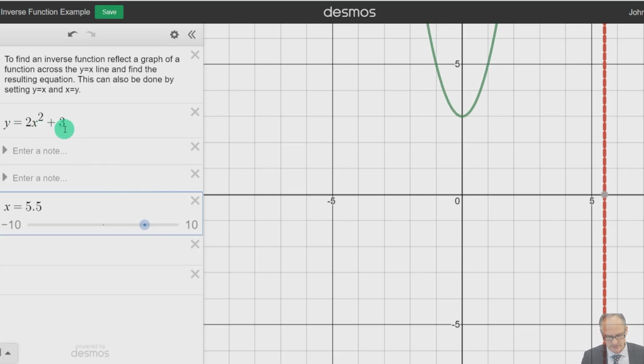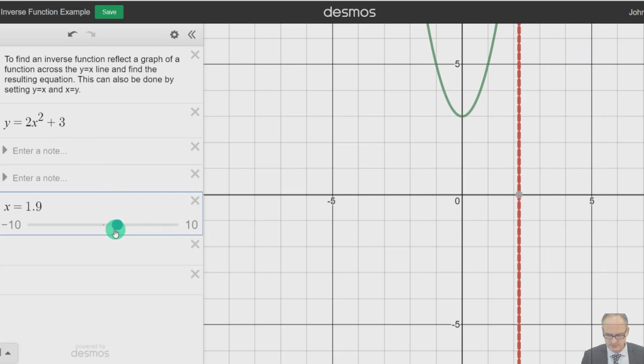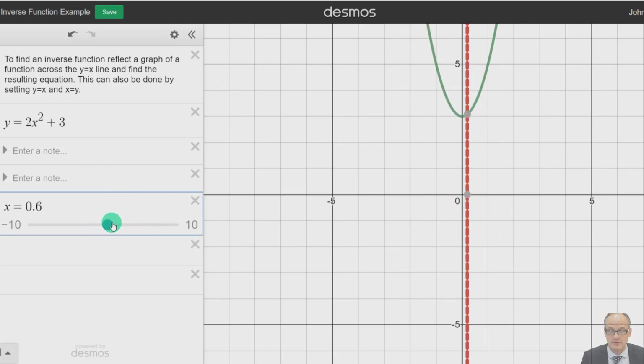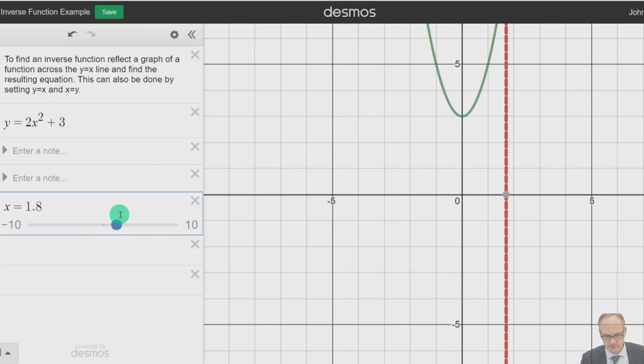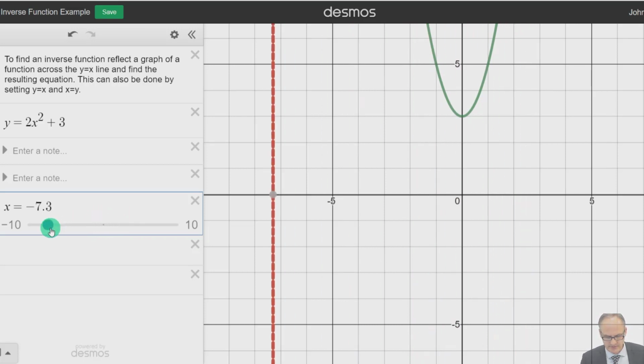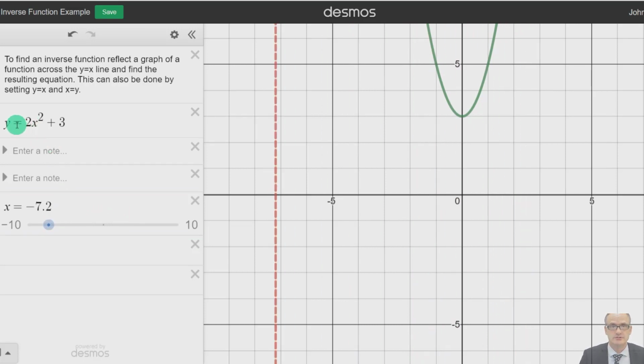Now, if we look at this green line here, we can see that we have got our function y equals 2x squared plus 3. And if we do our vertical line test, we can see it only crosses once at any one point, so therefore it is a function. Now, to find the inverse function, effectively what you do is you swap the y and the x around.